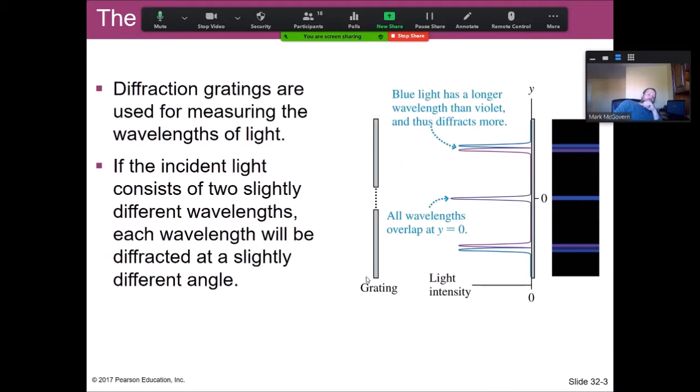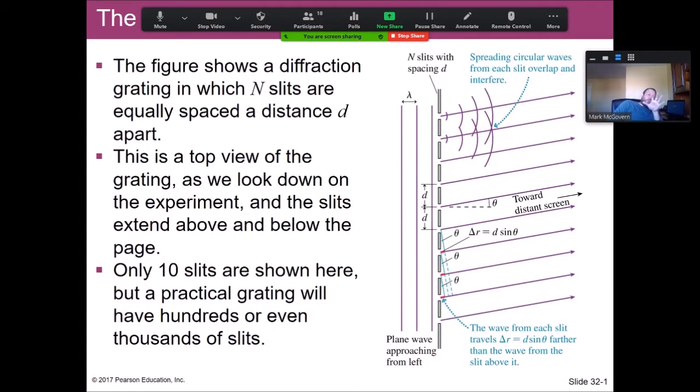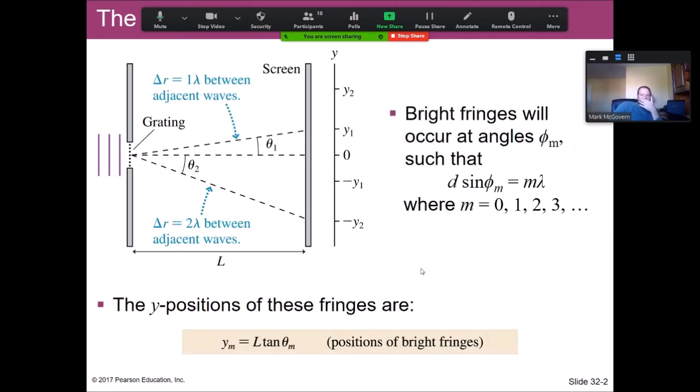So here's where it gets interesting. We've described monochromatic light. So monochromatic light comes in, and the path length differences are going to correspond to where the fringes are. What if we don't let monochromatic light in? What if we let all light in? So here's what happens.